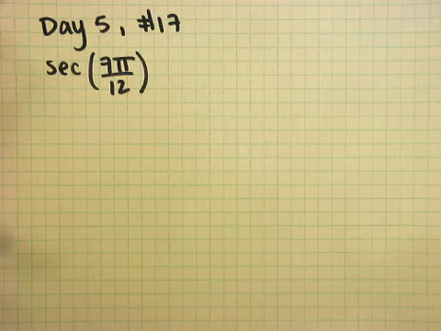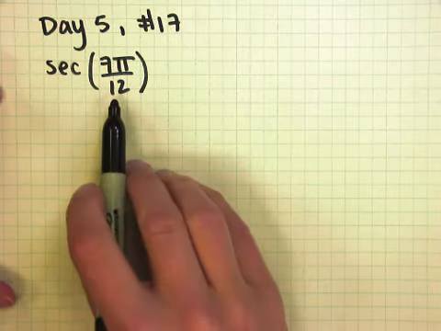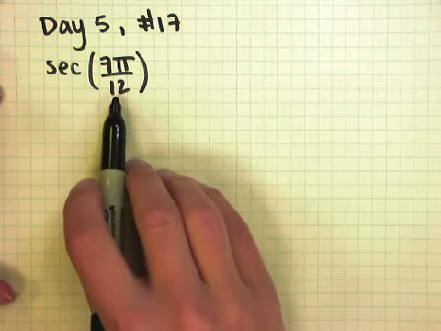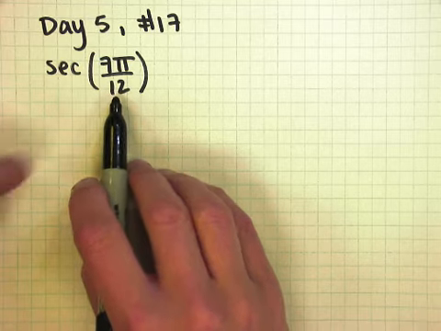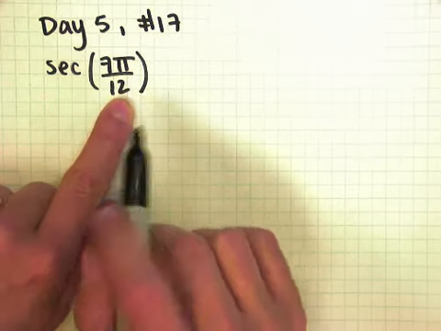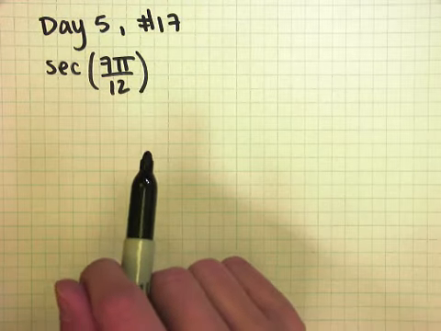All right, for final review day 5, problem number 17, I see the secant of 7 pi over 12. I know pi over 12 is not one of the regular places on the unit circle, like pi over 3, pi over 4, pi over 2, pi over 6. So I know this tells me right away that I'm going to have to use either a double angle formula or an addition-subtraction formula to get it.